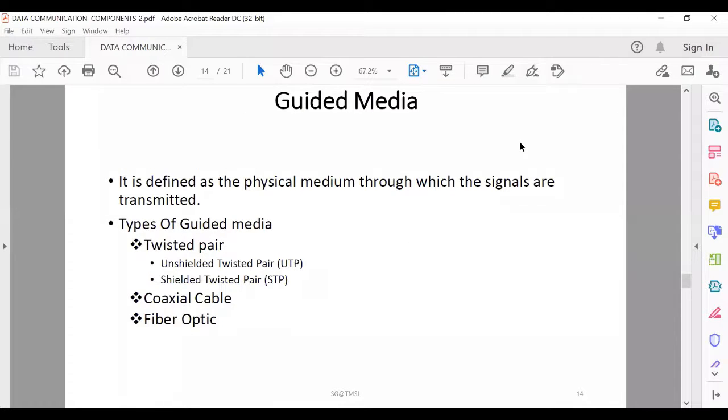The first is the guided media. It is defined as the physical medium through which the signals are transmitted, and it is also known as the bounded media. Under this guided media, there are three types of media: the twisted pair cable, the coaxial cable, and the fiber optic cable. Twisted pair is again divided into two categories: one is the unshielded twisted pair, or UTP, and another is the shielded twisted pair, called the STP.